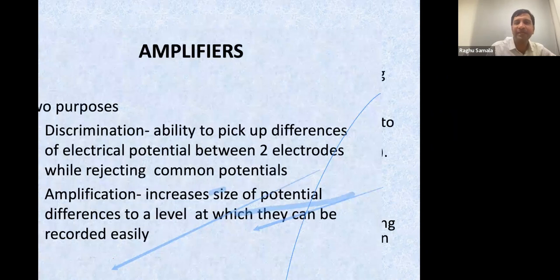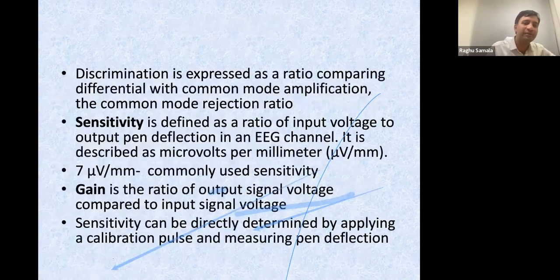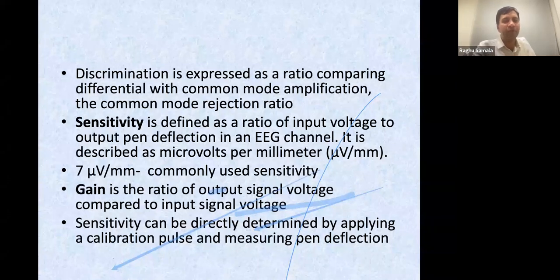The other thing we have is sensitivity. It is defined as the ratio of the input voltage to the output pen deflection in an EEG channel. It is normally described in microvolts per millimeter, and it is 7 microvolts per millimeter. Don't look into all of this; what you see on the paper is the wave. If you want to change the sensitivity, I will show you how to change it. Normally we will record at 7 microvolts per mm.